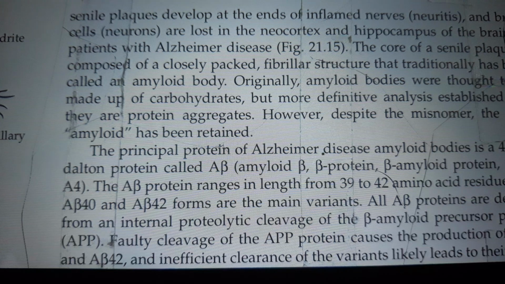The core of a senile plaque is composed of closely packed fibrillar structures that traditionally has been called an amyloid body. Originally, amyloid bodies were thought to be made up of carbohydrates, but more definitive analysis established that they are protein aggregates. However, despite the misnomer, the term amyloid has been retained.